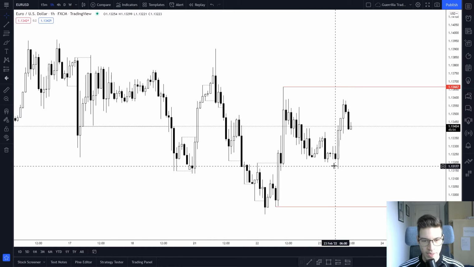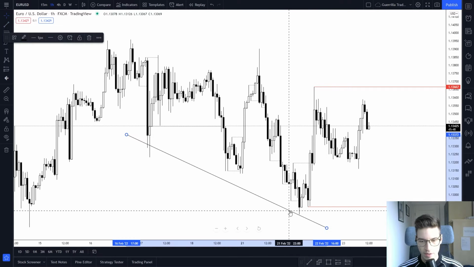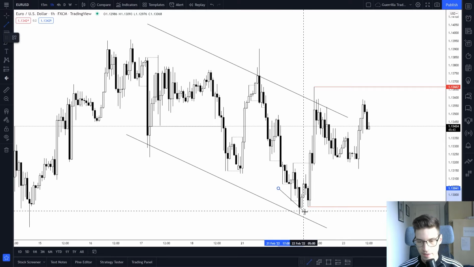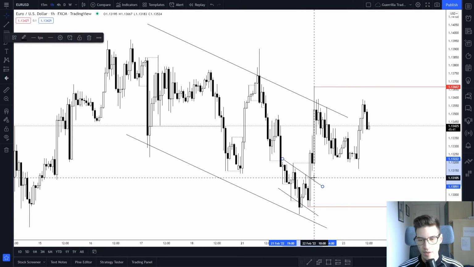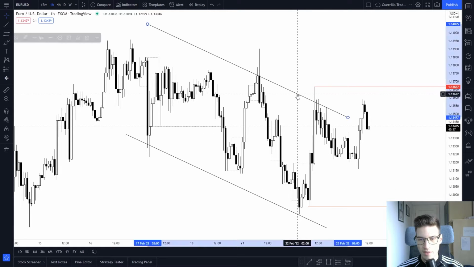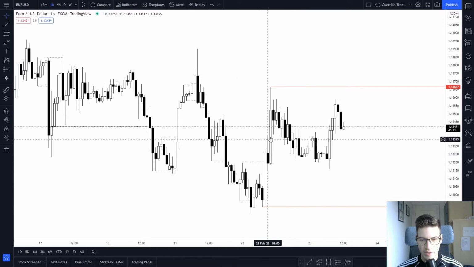So we had this descending, as I was speaking about yesterday. Let me draw it. Nice large descending, and we had a smaller descending inside of the larger one. So that is a high probability chance that price will reverse to the upside, which it actually did. So we got the reversal right here.